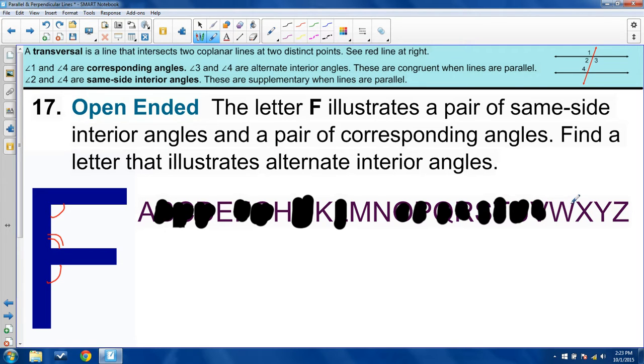W could. I'll show you why it could. X doesn't have two sets of lines going through that. Neither does Y. And we'll keep Z. So we're going to look at A, E, H, K, M, N, W, and Z. Okay, A.